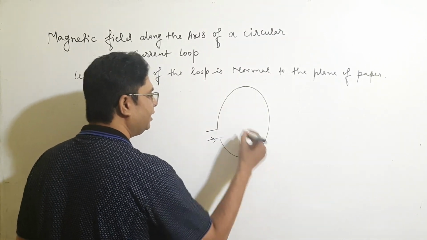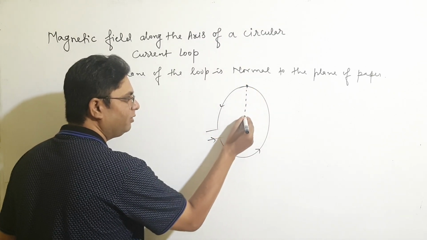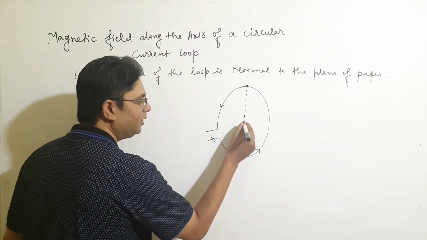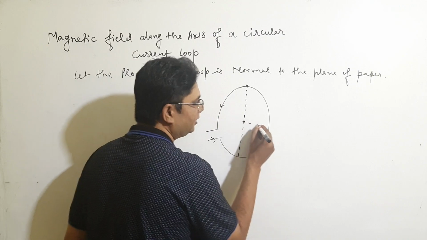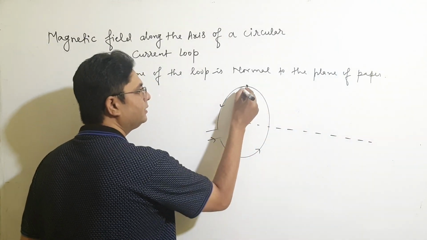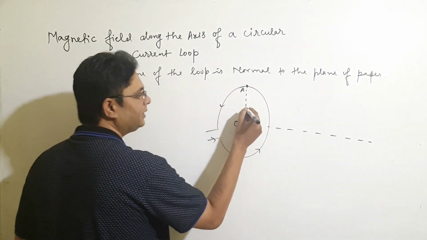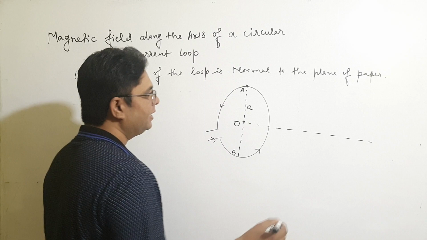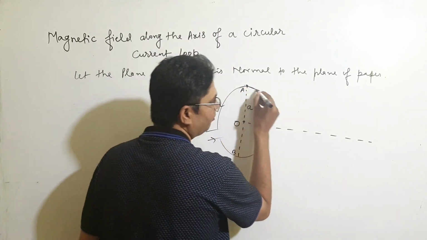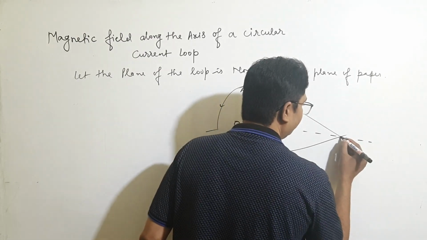Let the current be anti-clockwise. These are two diagonally opposite sides we are taking. This is the center of the loop and this is the axis of the loop. This is point O, this is A and this is point B. From O to A is the radius, let it be a. Let us take a tangent from A and a tangent from B. Both meet at a point P.